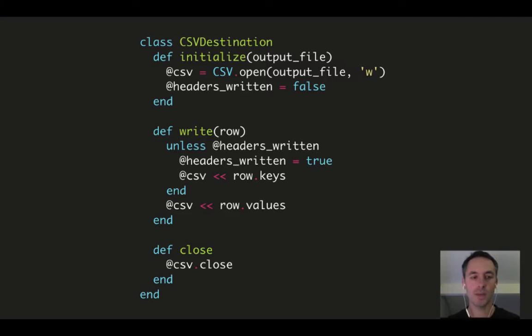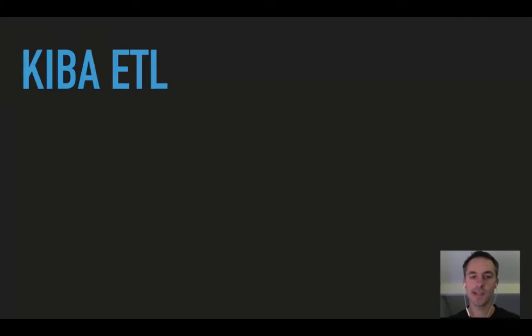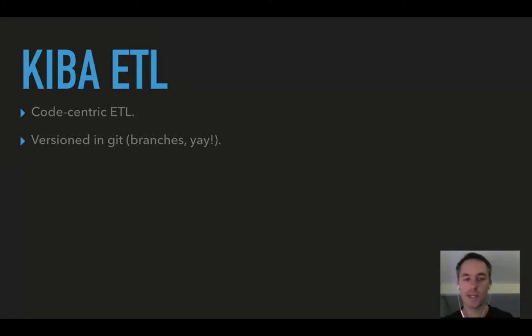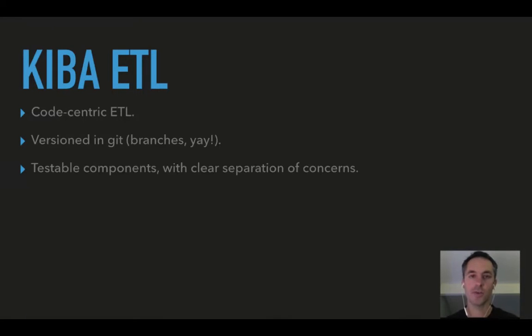So in short, Kiba ETL provides a code-centric ETL, which means that you can work properly and version your ETL jobs in Git using branches and all the features that you are used to when dealing with your Ruby code usually. You can have testable components. As you saw, there is a clear separation of concerns, which means that you can have very specific components and that they are quite easy to put under test, unlike a typical ETL process or component.